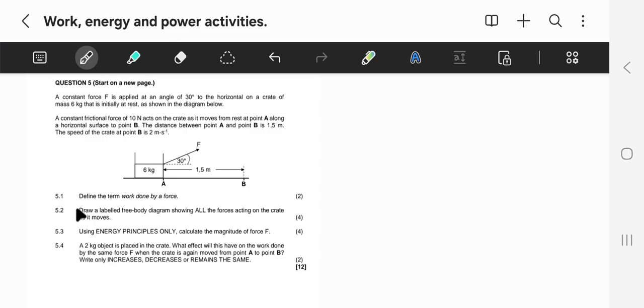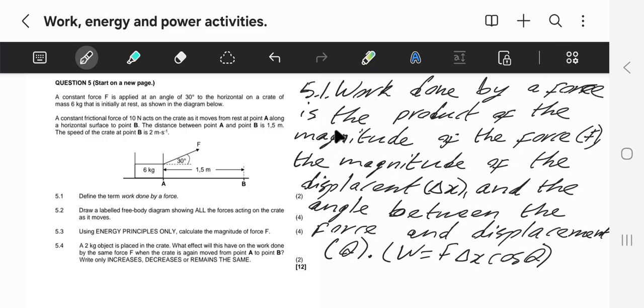Then 5.1 says define the term work done by a force. So work done by a force, guys, is defined this way. This is your definition. It says that the work done by a force is the product of the magnitude of the force F, the magnitude of the displacement delta x, and the angle between the force and displacement theta. Work in simple terms is this formula here, guys. Work done by a force on an object, W is equal to F delta x cos theta.